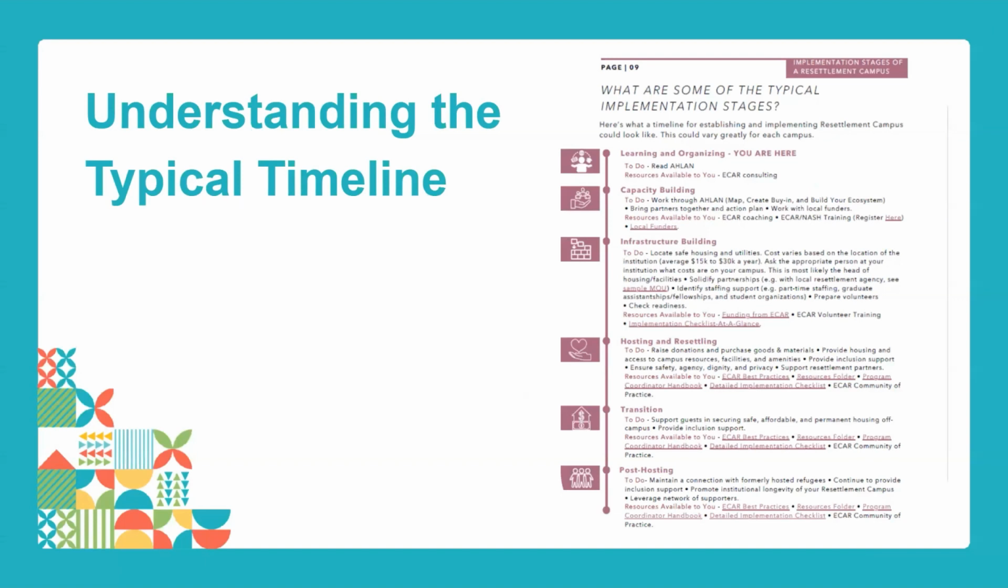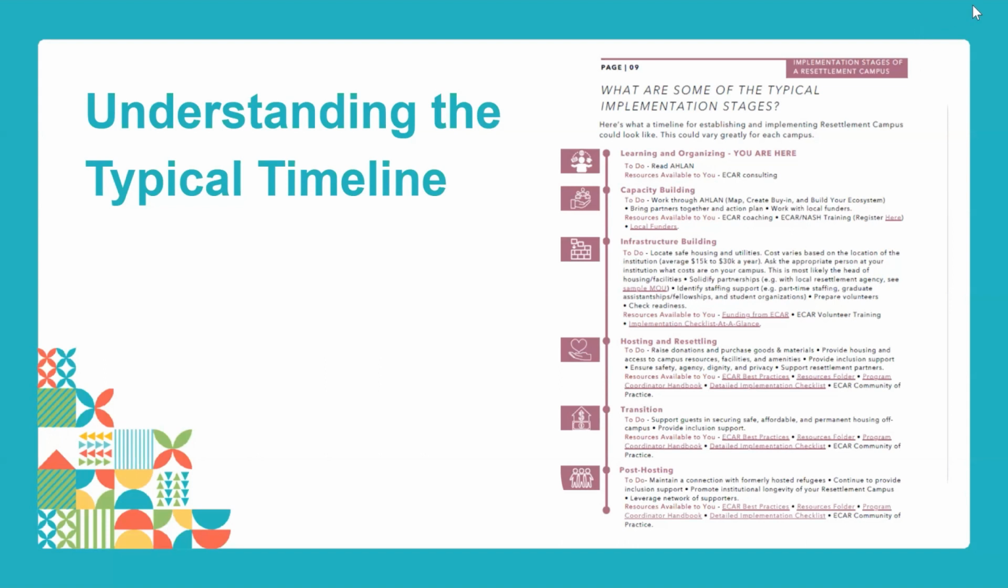So the first part talks about some of the typical implementation stages in establishing a resettlement campus. So it talks about capacity building and infrastructure building and what it means to house and resettle guests, and also the post-hosting. So as folks are transitioning out of campus housing, how to support guests and support in securing safe and affordable housing after they transition off campus.